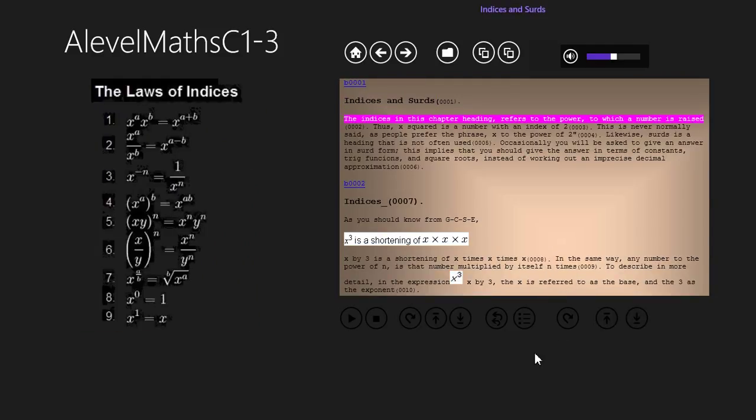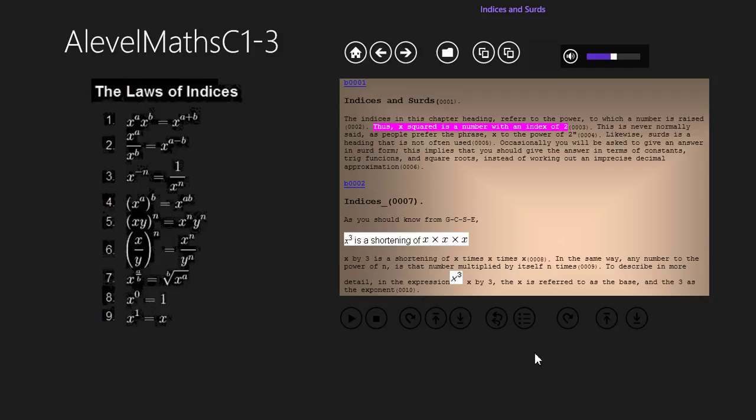The indices in this chapter heading refers to the power to which a number is raised. Thus, x squared is a number with an index of 2. This is never normally said, as people prefer the phrase x to the power of 2.